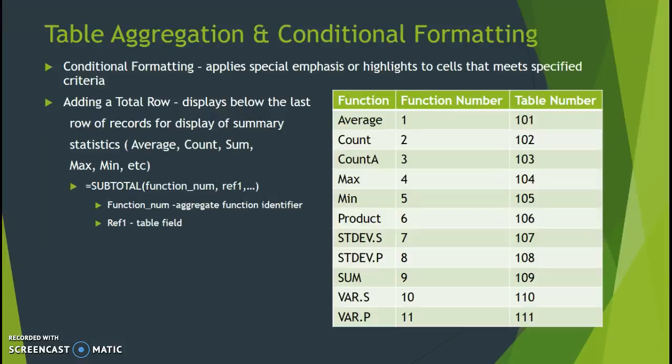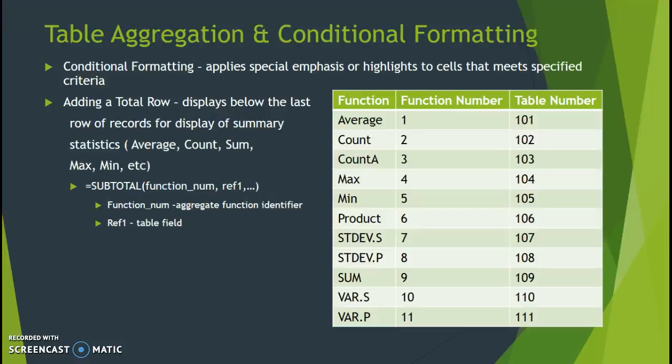Conditional formatting is the application of special emphasis or highlights to cells that meet specific criteria. So for example, if you want to emphasize a positive or a negative number in a particular field, you could use some conditional formatting.